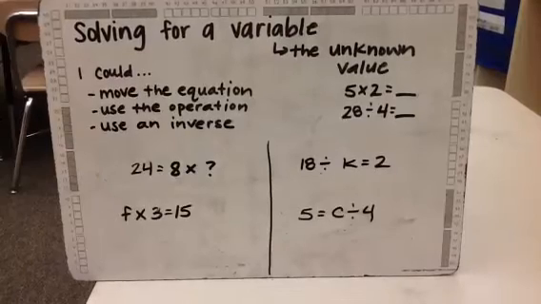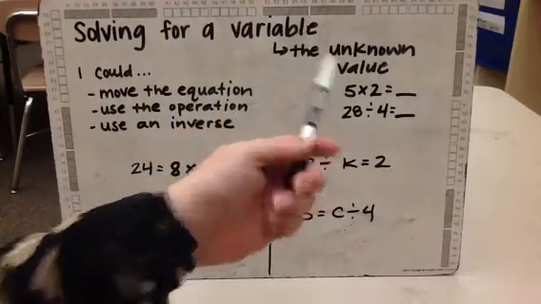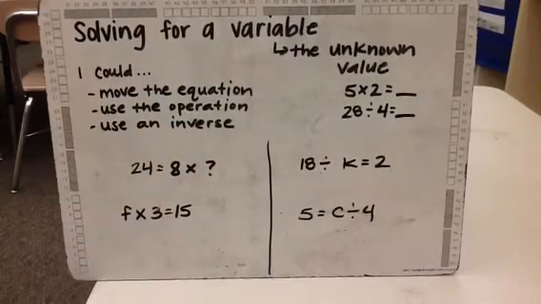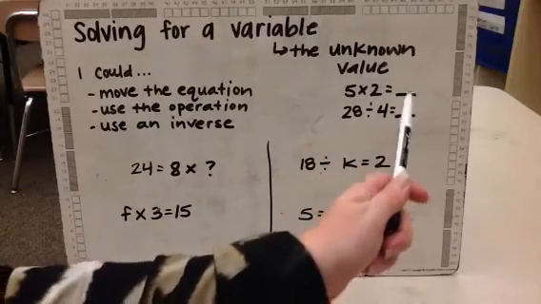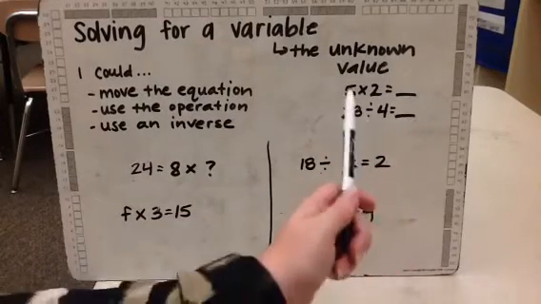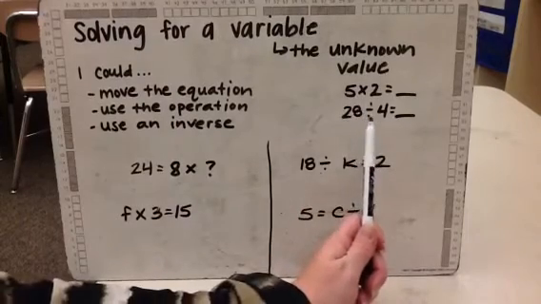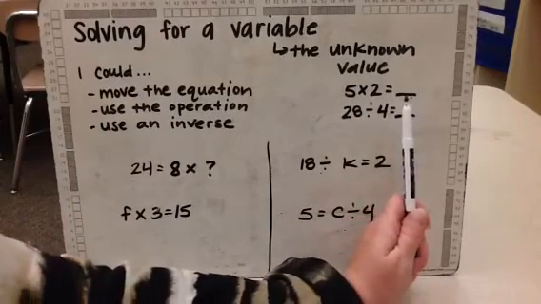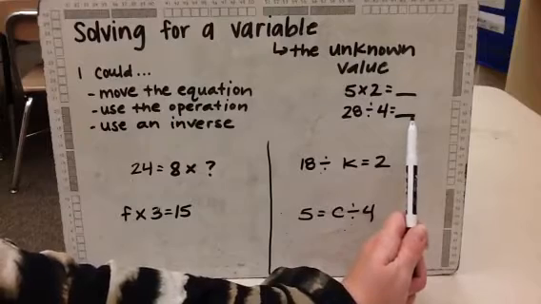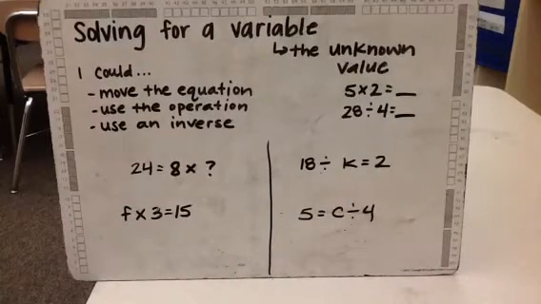In this video, I'm going to be modeling for you how to solve for the value of a variable. A variable is just the unknown value in an equation. In the past, we've always seen the variables at the end of an equation, like this, the result after multiplying or the result after dividing, or the product and the quotient. Well, now a variable can be in any spot.